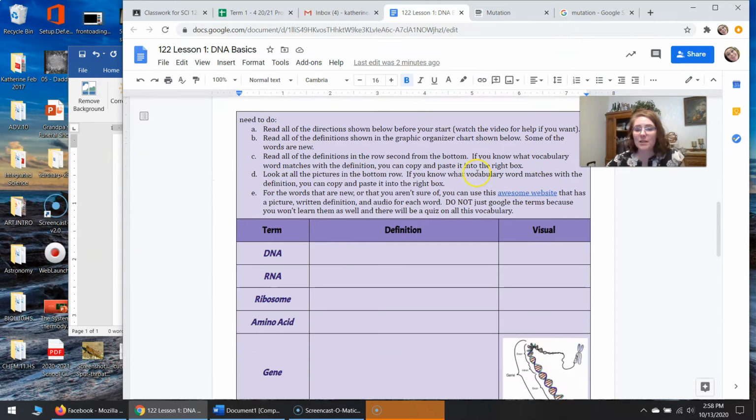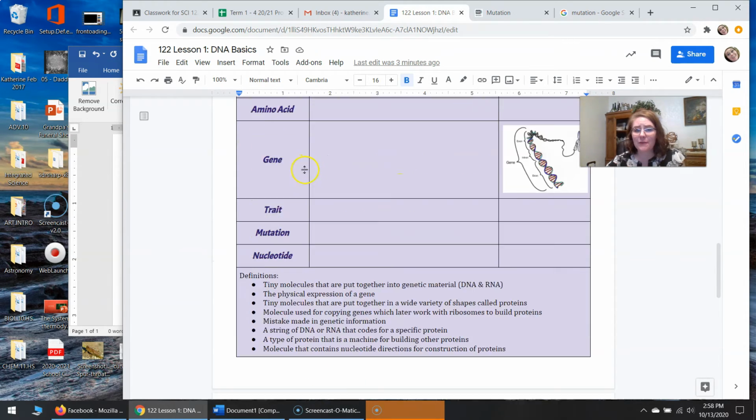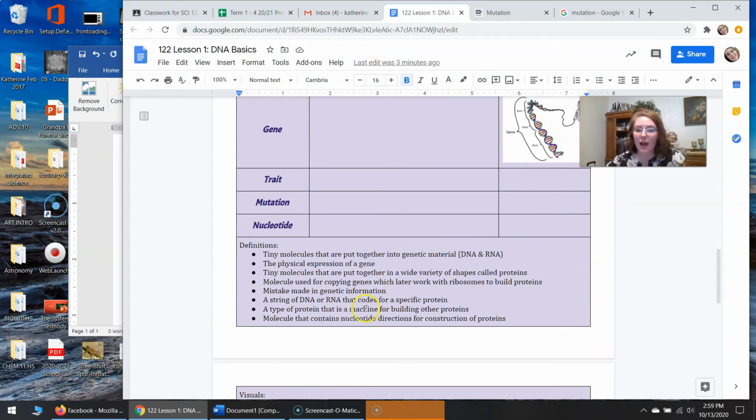So what you would need to do is, if you know one of these right now, like let's say you remember what the definition of DNA is, when you read it, you're like, oh yeah, I know that.